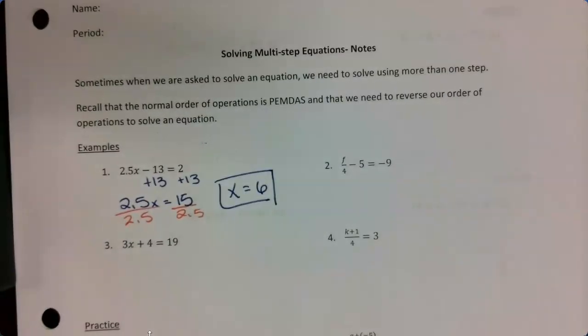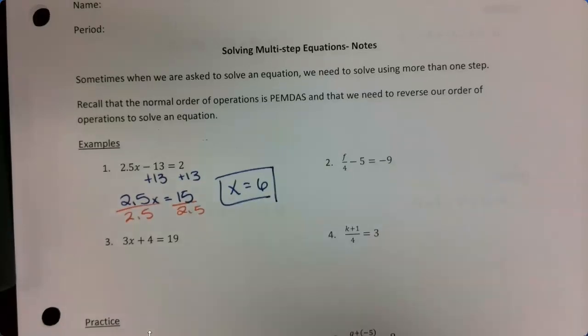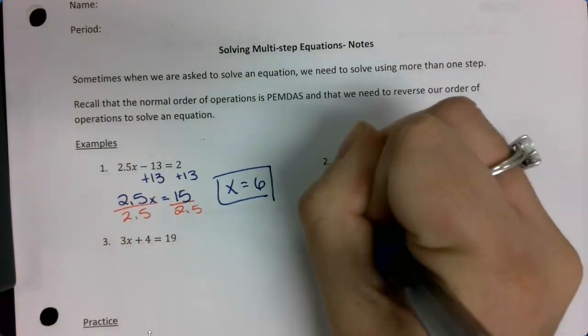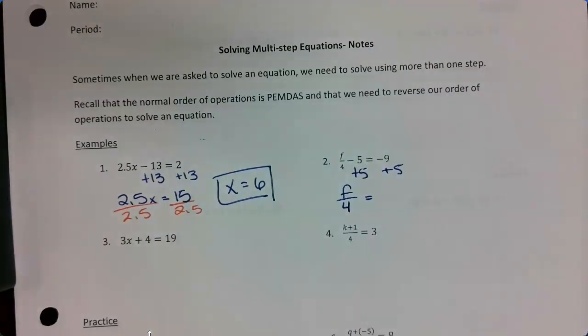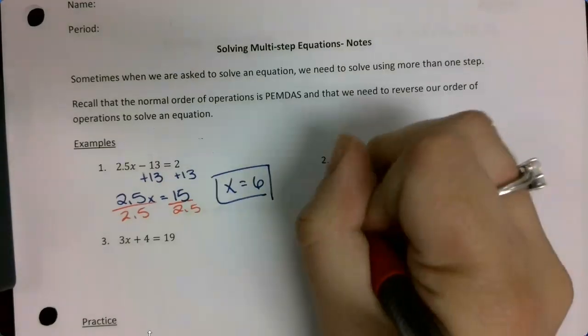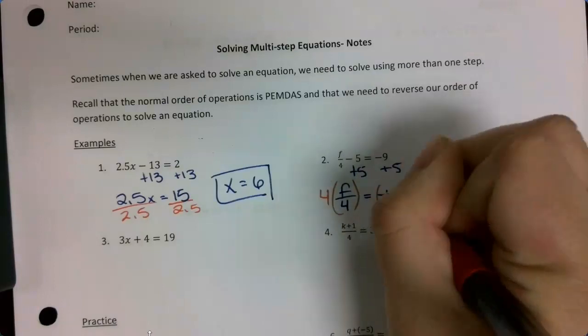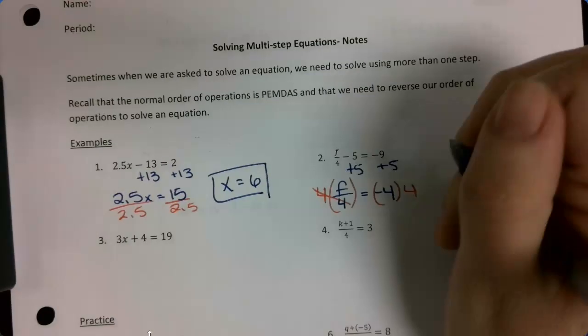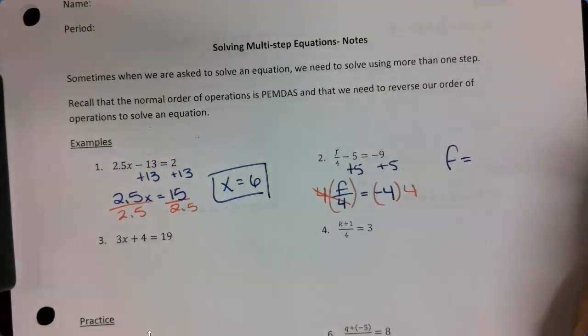Okay. So for number 2, what's the first thing I want to do? What's negative 9 plus 5? Then to get f alone, I want to do what? On the left side, my 4's are going to cancel out. And then what's negative 4 times 4?